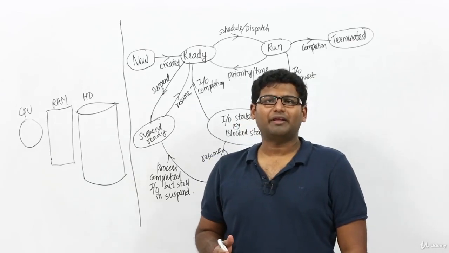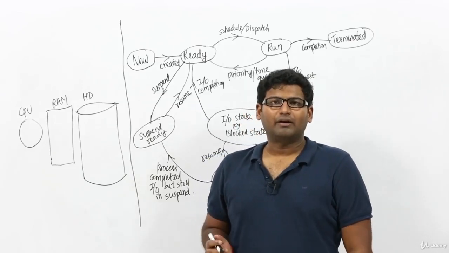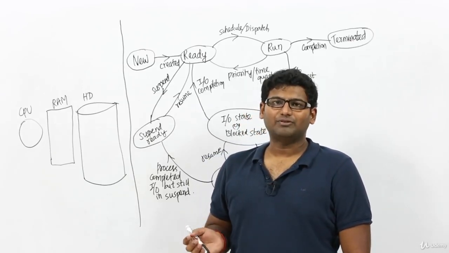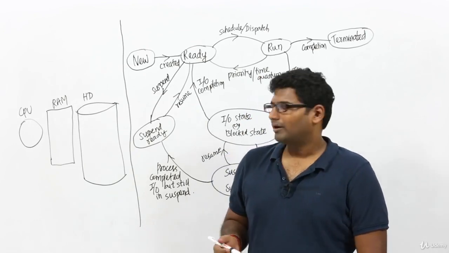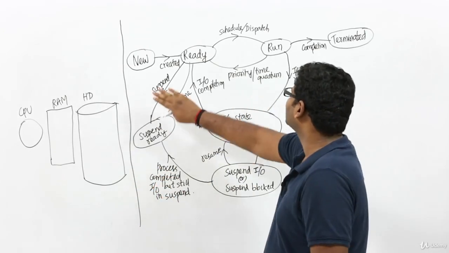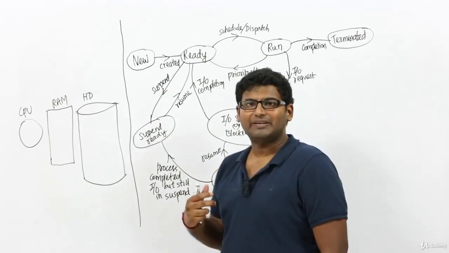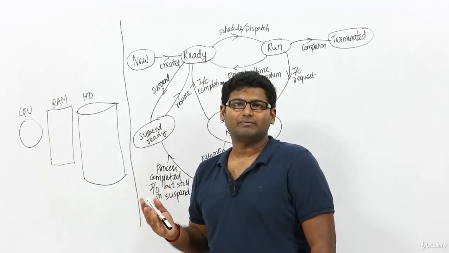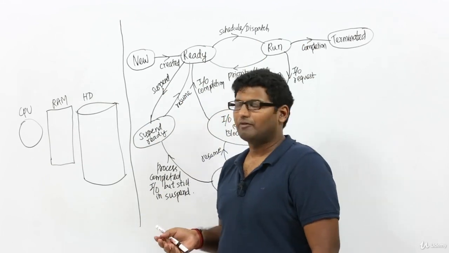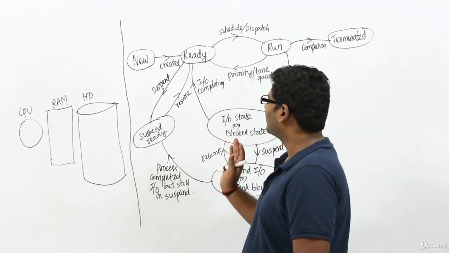So far we have seen the various scheduling algorithms. Now let's see the various states which are possible for a process. It is also called the process state diagram, which means what are all the possible states a process can be in our computer. That is what we mean by states of a process.